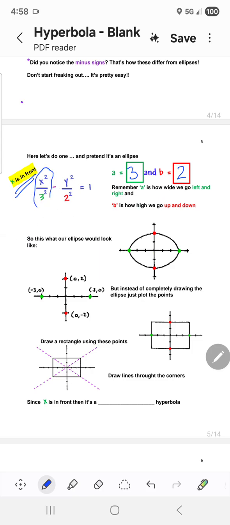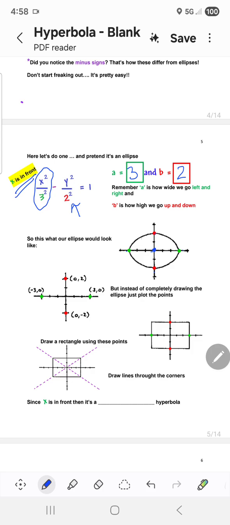Because the x squared term is in front, a tells you how wide left and right. Because it is a horizontal hyperbola, we're opening up left and right, and the vertices live a units from center. So from our center, we go a units left and a units right, and we mark our vertices. The b, because it is under the negative term, for our case, b is 2. We're going to go up 2 and down 2.